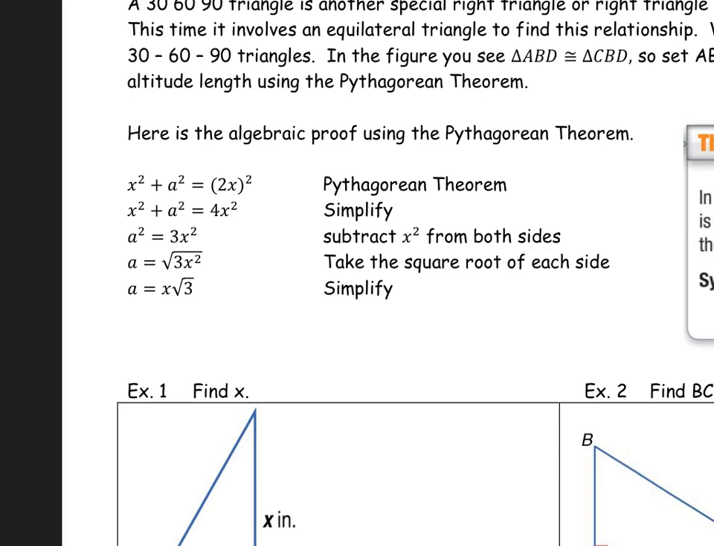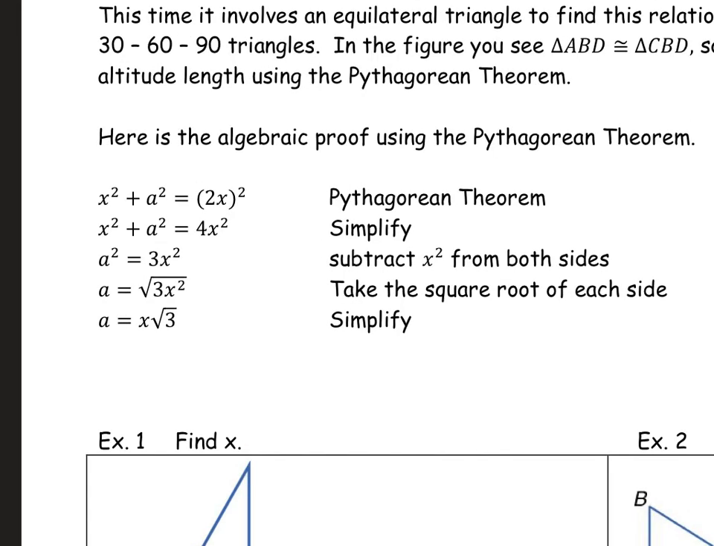So I zoomed in on the proof. This is the algebraic proof using the Pythagorean theorem. So we'll get going. This x squared refers to segment AD, if you wish. The a that I get right here, a squared, that's going to be the length of the altitude. And this 2x quantity squared, that's going to be the length of the hypotenuse. So if I go on and simplify 2x times 2x, I get 4x squared. I'm going to subtract the x squared from both sides, so I get that a squared is equal to 3x squared. I'm going to take the square root of both sides.